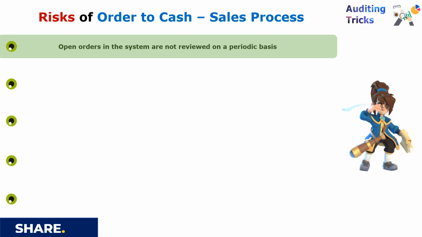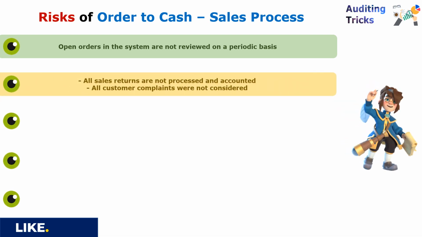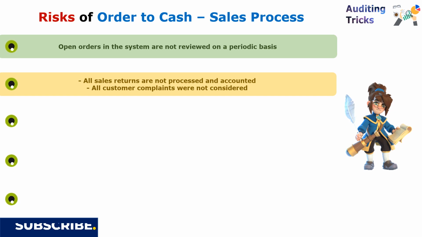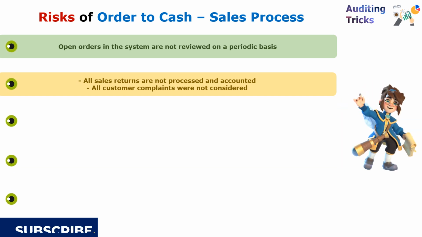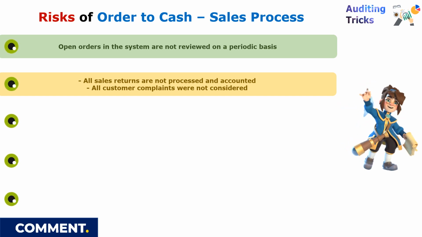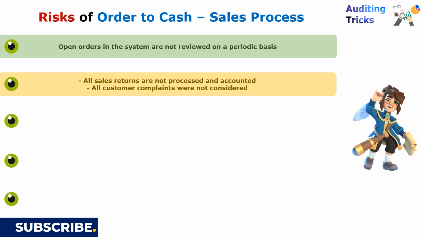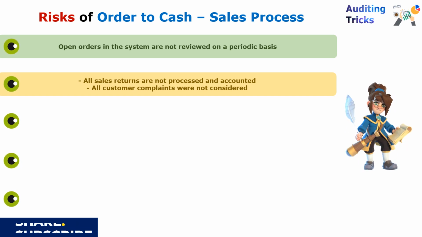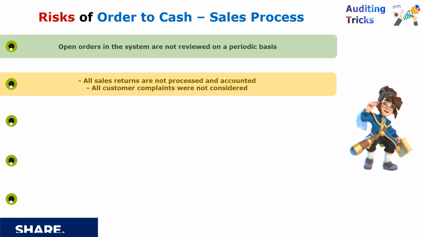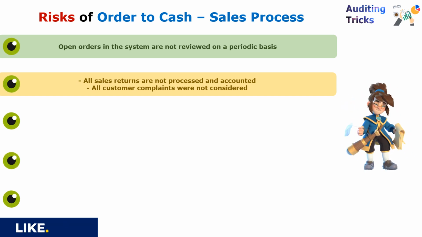The next category is of sale return, in which the first risk includes that all sale returns are not processed or accounted and all customer complaints were not considered. Here, to establish the control, we need to ensure that all complaints were received, accepted, and processed in the SAP system. It is not a fraud risk, but can be rated as a medium risk.